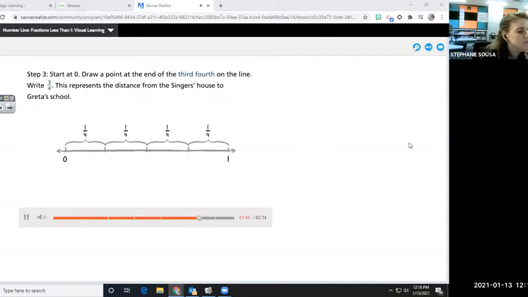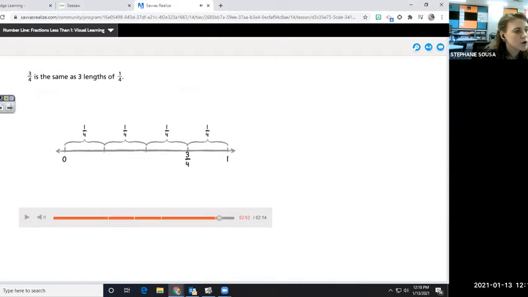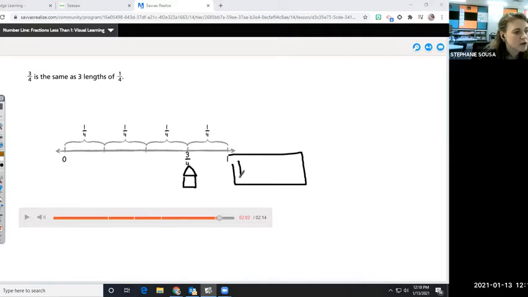Step 3. Start at 0. Draw a point at the end of the third fourth on the line. Write 3/4. This represents the distance from the singer's house to Greta's school. Alrighty, so according to the word problem, her school is right here. This is her school. It's not all the way to the soccer field yet, okay? So that's what they're showing us, 3/4 of the way to the school.